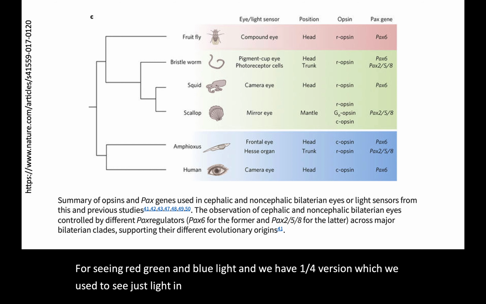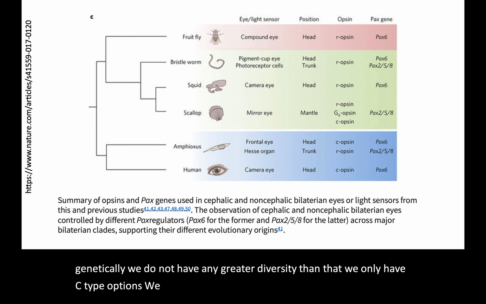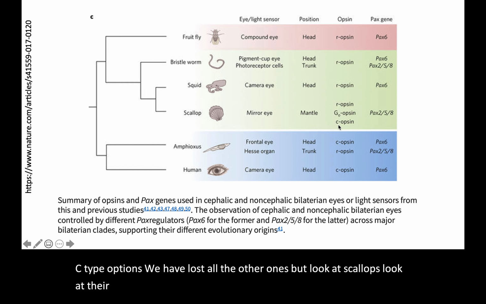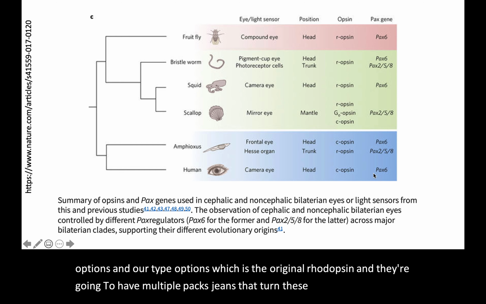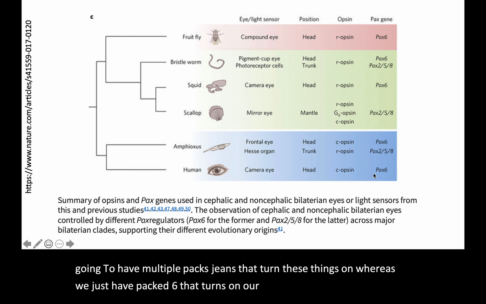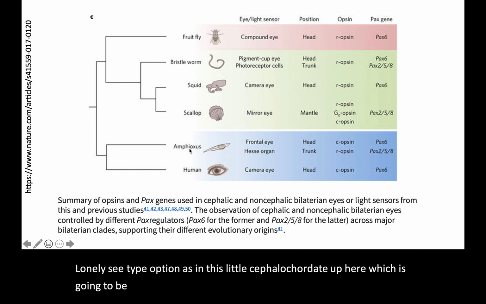This is the one in the rods. But genetically, we do not have any greater diversity than that. We only have C-type opsins. We have lost all the other ones. But look at scallops. Look at their eyes. These are going to have C-type opsins, like us, and G0-type opsins, and R-type opsins, which is like the original rhodopsin. And they're going to have multiple PAX genes that turn these things on, whereas we just have PAX6 that turns on our one, lonely C-type opsin, as in this little cephalochordate up here, which is going to be a relative of ours, a thing called Amphioxus.